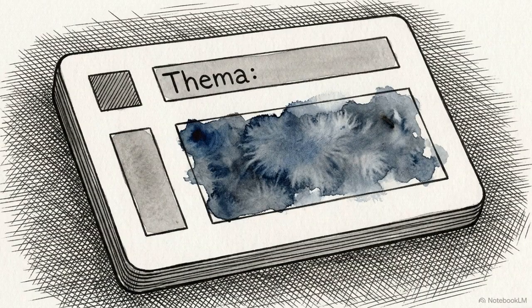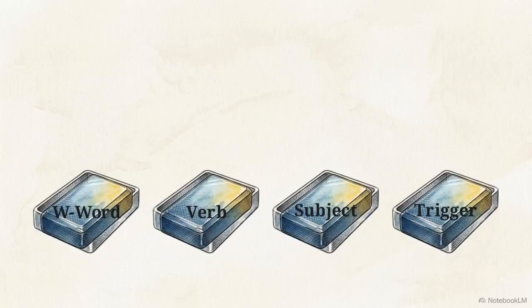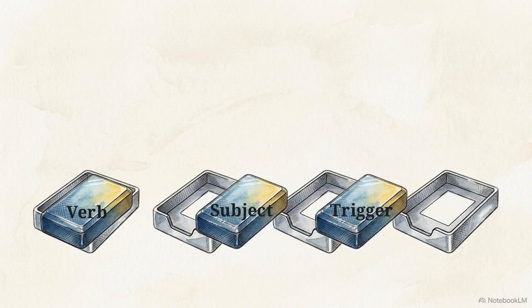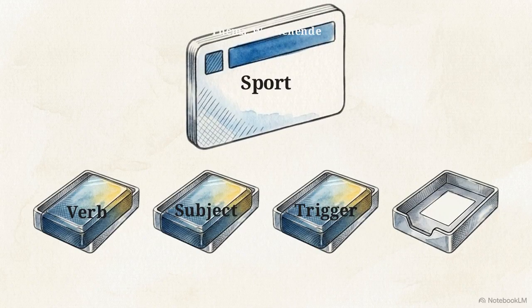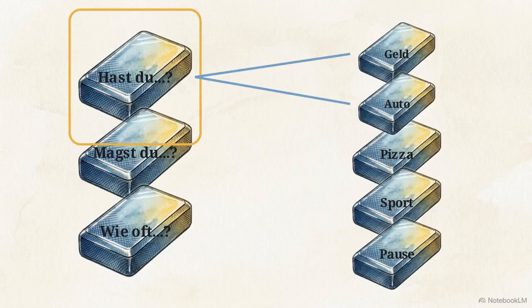But sometimes you look at the trigger word and your mind goes blank. You simply cannot remember the correct W word to start the sentence. When that happens, drop the W word entirely. Pull the verb from position 2 to the very front, converting it into a yes-no question. Testing a weekend sport card: moving the verb to position 1 gets Machst du am Wochenende Sport? Grammatically perfect, within theme.